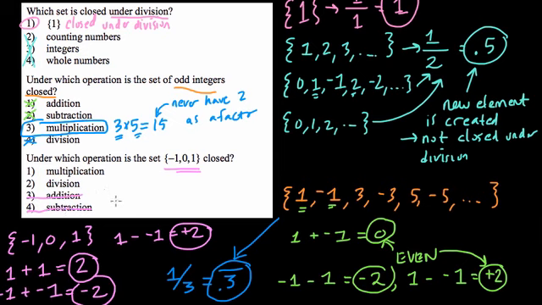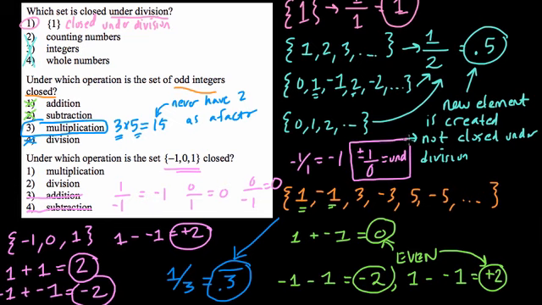Division, let's see, we have 1 divided by negative 1, which is negative 1. We have 0 divided by 1, which is 0. And we have 0 divided by negative 1, which is 0. And we have negative 1 divided by 1, which is negative 1. So far this seems closed. I'm not using division by 0 yet, because positive or negative 1 or 0 over 0 is undefined. So we'll come back to what that means in a moment.